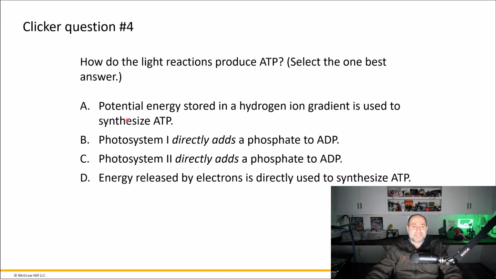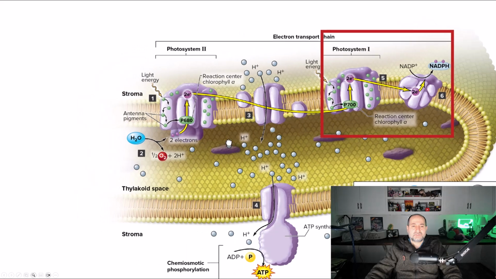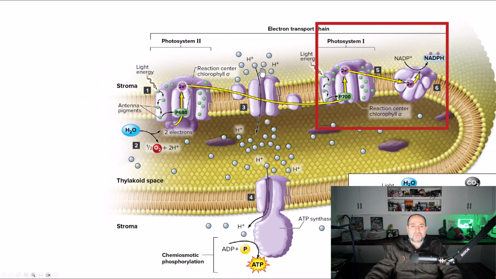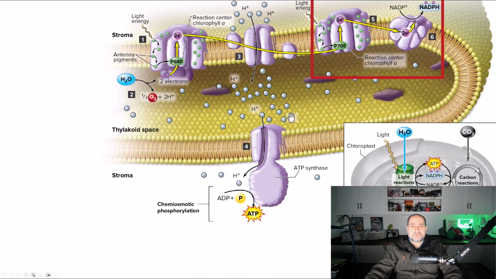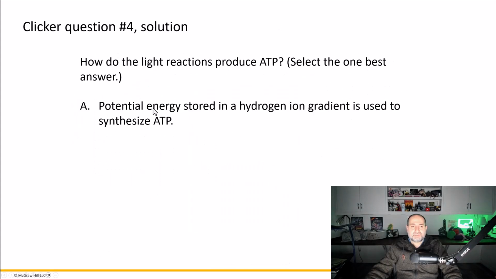So A, potential energy stored in a hydrogen ion, that means proton, gradient is used to synthesize ATP. Well, isn't that it, right? Look at here. During the light reactions, aren't we pumping protons and making a proton gradient? And that proton gradient is used to make the ATP. That's what it's getting at, right? So A is the answer.